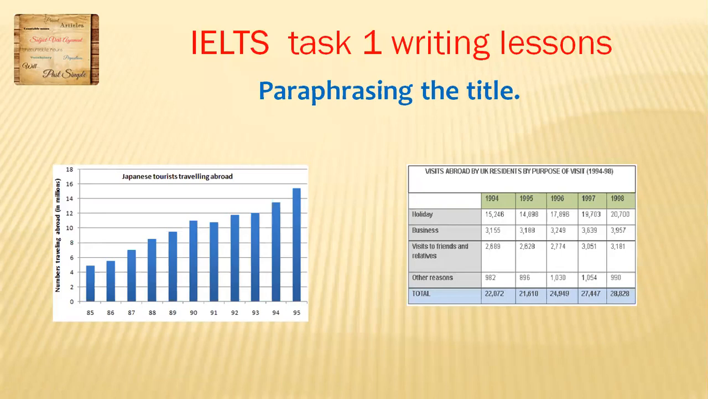And in the first of a series of writing lesson videos, we're going to look at different aspects of Task 1 writing. This lesson is about how to paraphrase the title. And of course, you can use paraphrasing for other aspects of your writing. So let's continue. As you can see, I've got a couple of Task 1 essay graphs. We have a bar chart and a table. So let's begin.